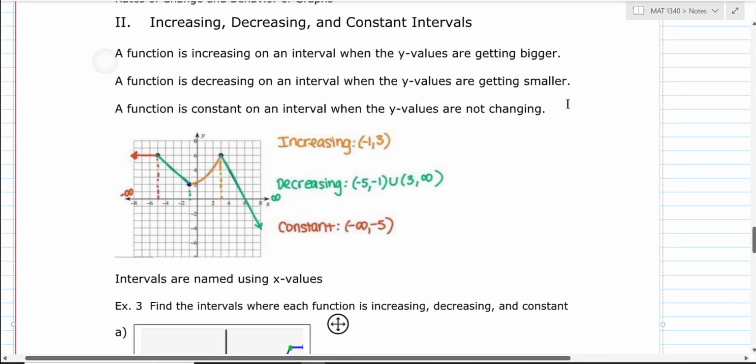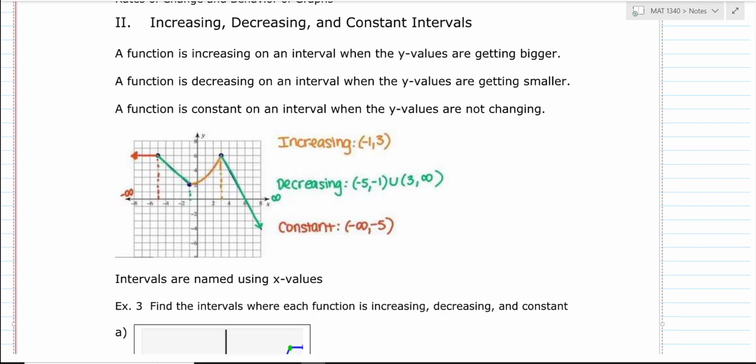So basically, I'm not going to get real technical about this, but a function is increasing on an interval where the y values are getting bigger. One of the things I want to show you on this particular graph, where I'm highlighting in yellow, that would be where it's increasing. Those y values are getting bigger. Just think of a graph as a roller coaster. You're going uphill, you are increasing.